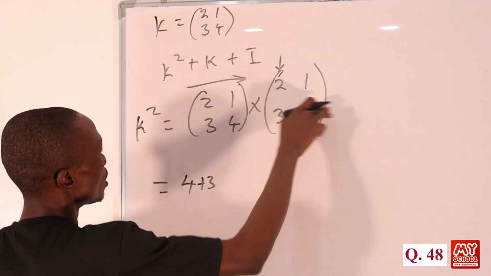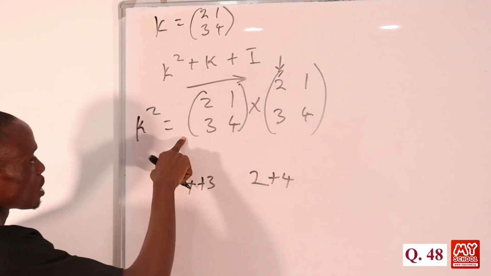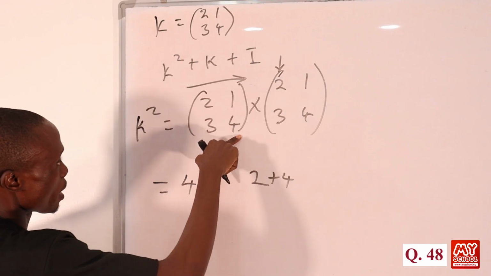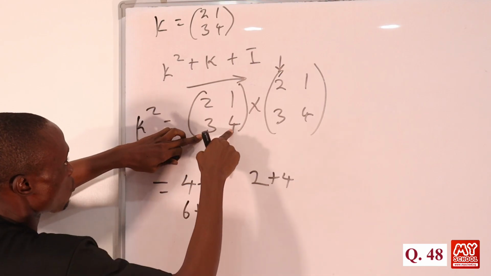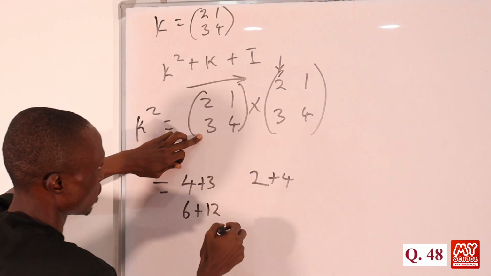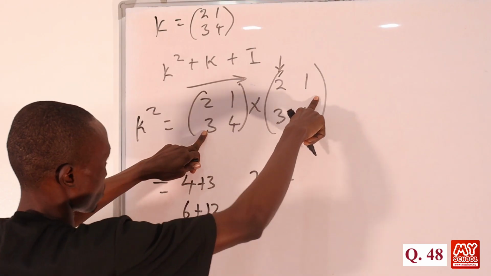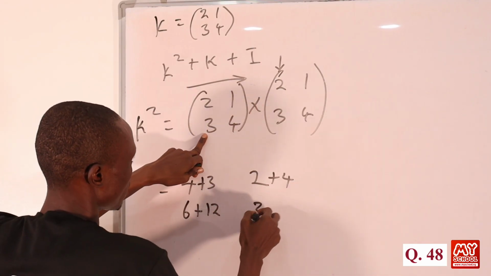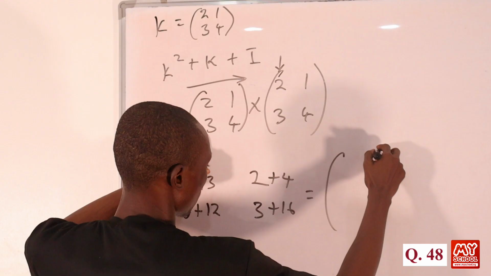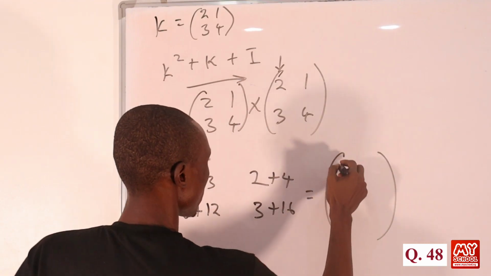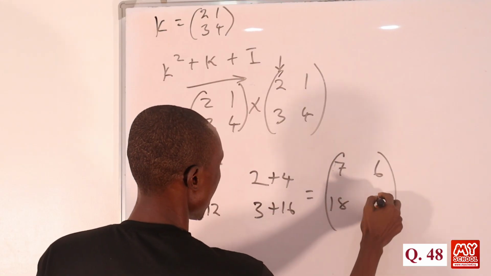Then let's move to the next row. Now 2 times 1 is equal to 2. 1 times 4 is equal to 4. Now let's move down to the second row. So here we'll be having 3 times 2, and that is equal to 6, then plus 4 times 3, and that is 12. Now let's move to the second column of the second matrix. So 3 times 1, and that is 3, and 4 times 4, and that is 16. So we'll add all this together to form matrix K squared. So here we'll be having 7, 6, 18, and 19.